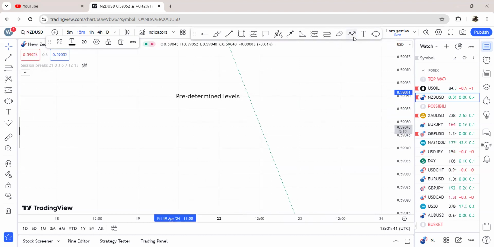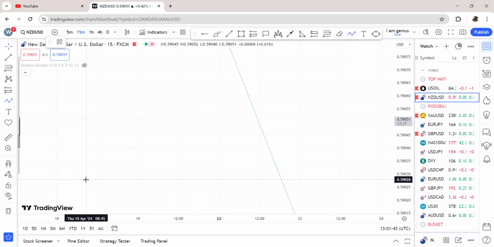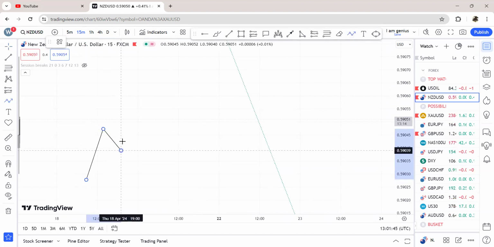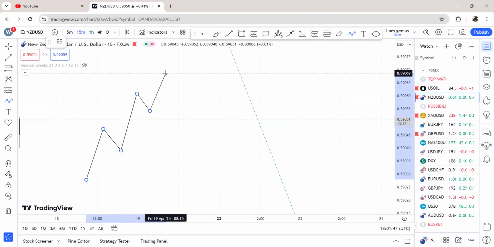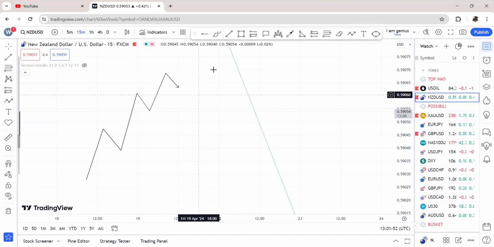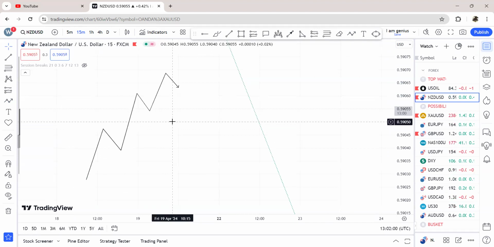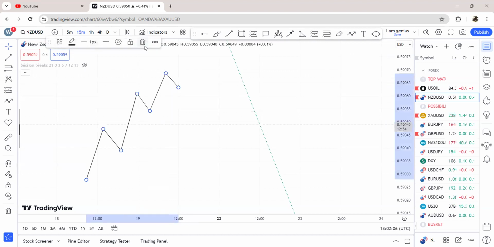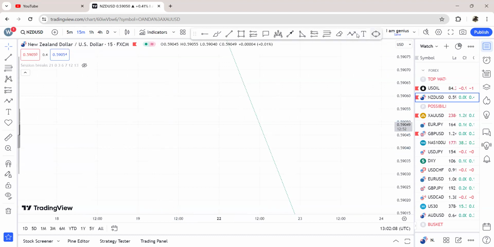I know some people say you just have to wait for the market to show you what it's doing, which is true. You have to wait for the market to show you what it's doing. But what I've discovered is whenever you just wait for the market to show you what it's doing, most of the times you find that you are not very confident in your trades, hence you hesitate when it comes to executing. But if you have predetermined levels, what I mean is this.